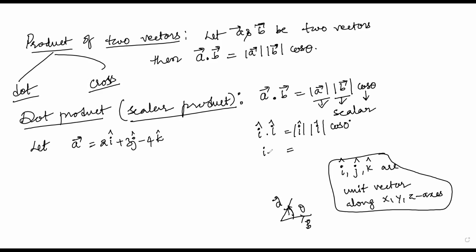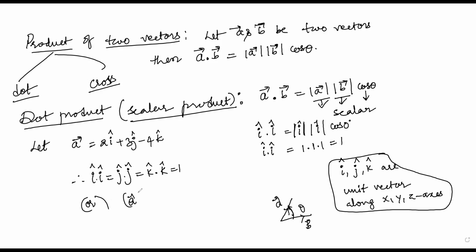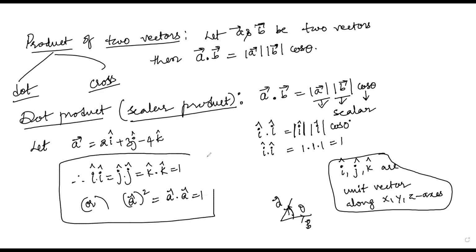So this i dot i is how much? The magnitude of a unit vector is 1, so 1 into 1 into 1, which is 1. Therefore, you should first understand that i dot i is equal to j dot j equal to k dot k, and all of it is 1. Or you remember a cap dot a cap, a cap whole square, is 1, where a cap is any unit vector.